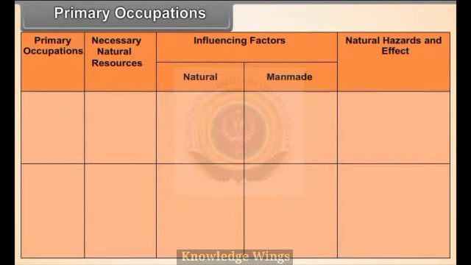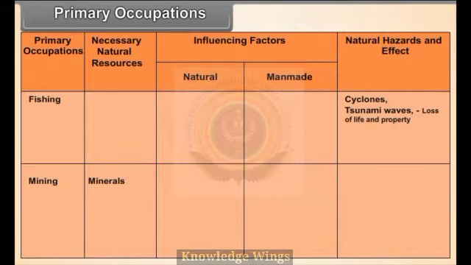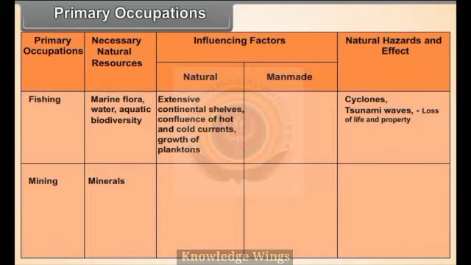Primary occupations. Fishing. Necessary natural resources: marine flora, water, aquatic biodiversity. Influencing factors: natural, extensive continental shelves, confluence of hot and cold currents, growth of planktons. Man-made: fishing boats, fishing nets, cold storages, processing centers. Natural hazards and effects: cyclones, tsunami waves, loss of life and property.